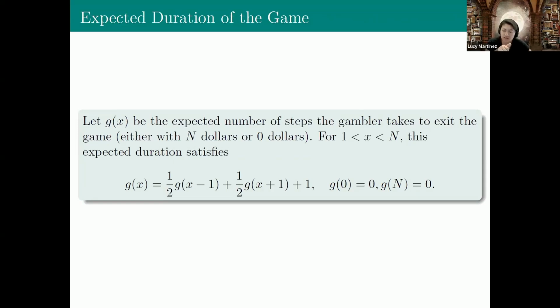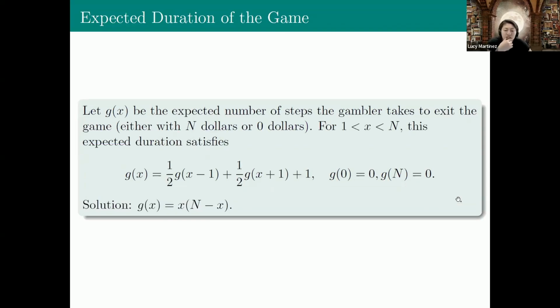We have g sub 0 equals 0 because, of course, if the gambler has $0, then the game has ended. So there are no steps there. Or if it's currently at N dollars, then the game has also ended, and hence the expected number of steps is 0. The solution to this recurrence relation is x times n minus x, which is a pretty nice formula. It's symmetric.